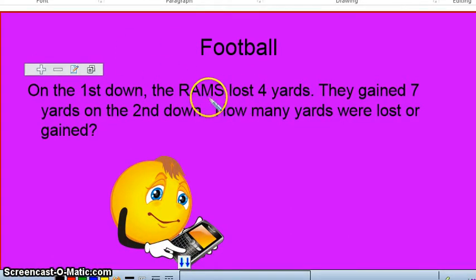Right, so the first part says the Rams lost 4 yards. Now, that makes me think that that's a bad thing. So they have negative 4 yards to start with. Then it says they gain 7. Well, gaining is positive, so we want to add 7 yards on the second down.